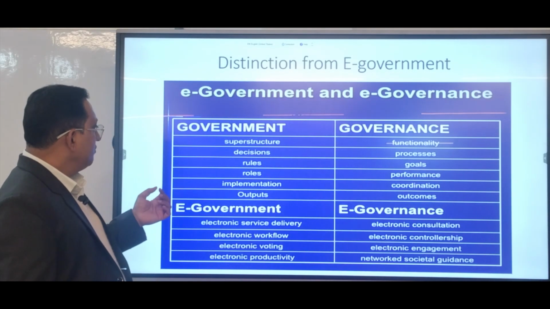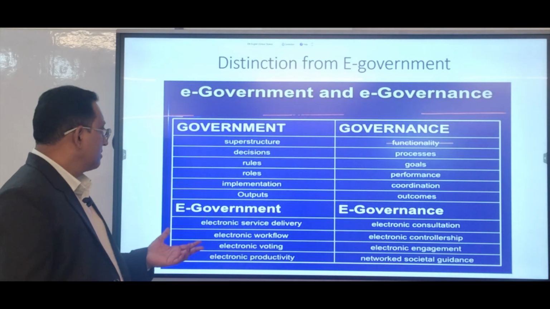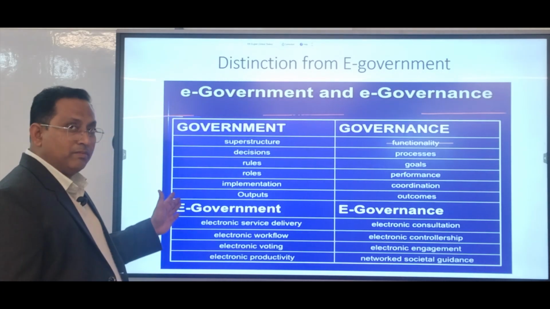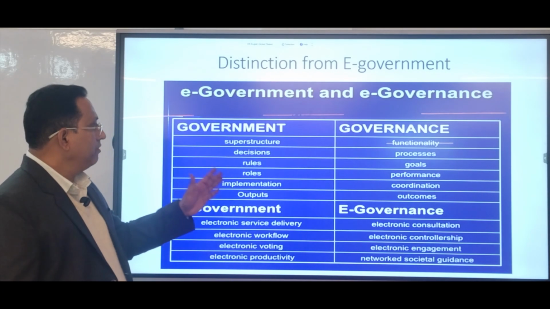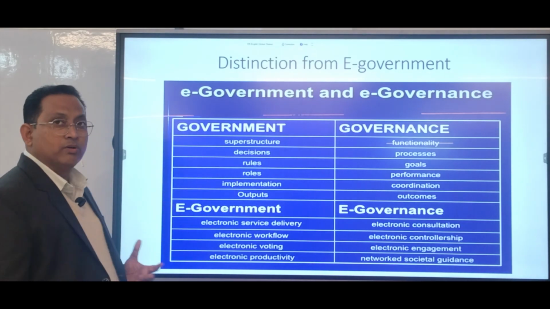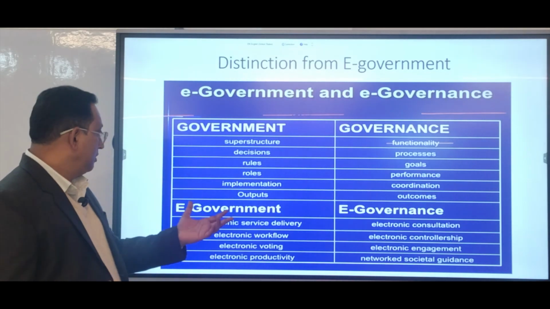In the government system, we talk about the roles, but in the governance system, it is about the performance. In the first, we talk about the implementation, but in the governance part, we talk about the coordination. Here in the government part, it is about the output, but in the governance, we talk about the outcomes.